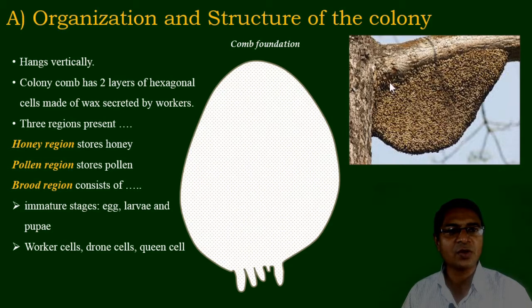They construct their comb starting from the foundation, and the material used in that construction is a resinous material collected from various resinous plants, that is called propolis. Just below that, a number of compartments are present. Here, on both sides, the hexagonal cells are present, and they are constructed from the wax secreted by the wax glands of the worker bees.